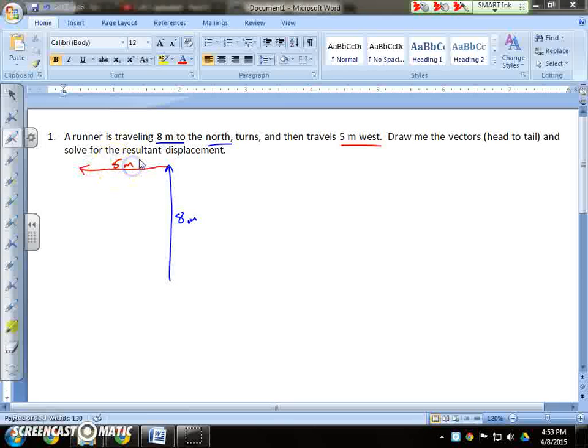5 meters. So it tells you to draw the vectors head to tail. Just did that, head to tail. Obviously this vector is going to come off the head of the other one. And solve for the resultant displacement. And what that means is we are basically going to solve for this thing. And this is your resultant displacement that we are trying to solve for.